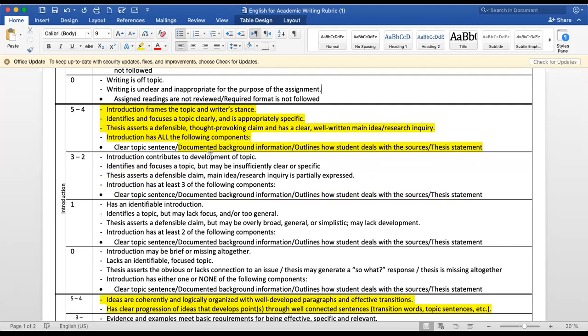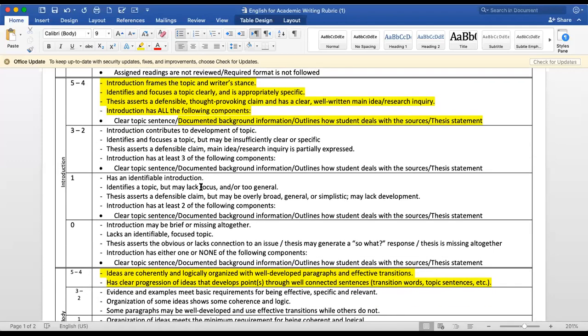What should you do in the introduction? Frame the topic and the writer's stance, your opinion. Identifies and focuses the topic clearly and is appropriately specific. The thesis asserts a defensible, thought-provoking claim and has a clear, well-written main idea. The introduction has all of these components. This means that if you have a very good introduction and you don't have a thesis statement, you will never get a high grade because the thesis statement is written in the rubric.